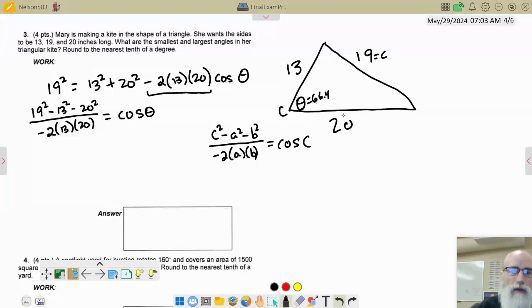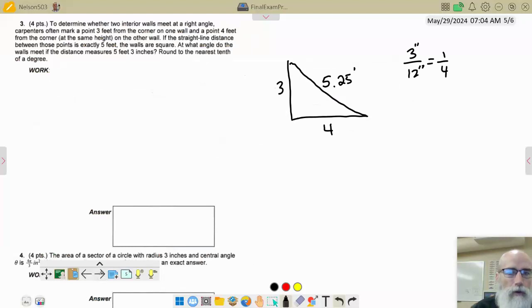I should have found the one across from the 20 first, because that would be the largest one. This is the largest angle because it's across from the largest side. And this is the smallest one because it's across from the smallest side. But you find one of these, and then you could add it to that and subtract from 180, and you've got the other one. So whatever, you guys get the picture. I hope you got to use the law of cosines on problem number 3.